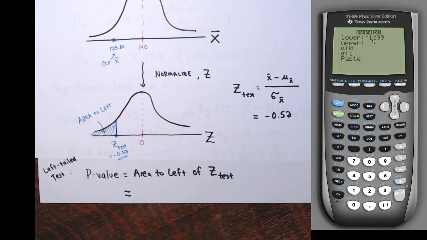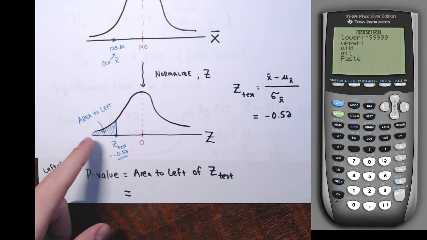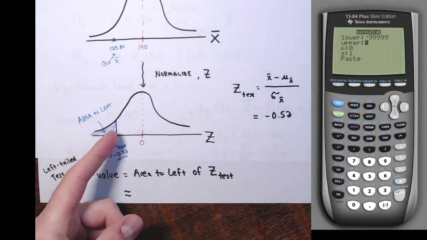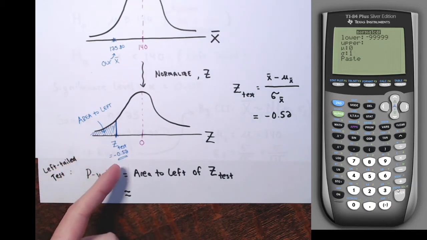So you see this value they've got right now, -1 times 10 to the 99th. That's some big negative number. Now I like to put in -99999. That's not as big a negative as the other one, but it indicates to me that there's no left value here. So some big negative number. And then what's the upper value in this region? That's our z-score of -0.52.